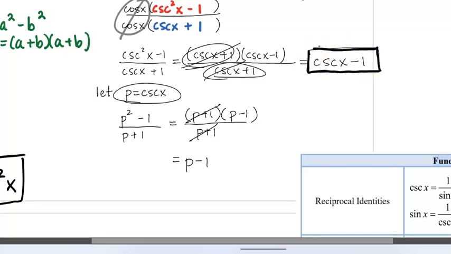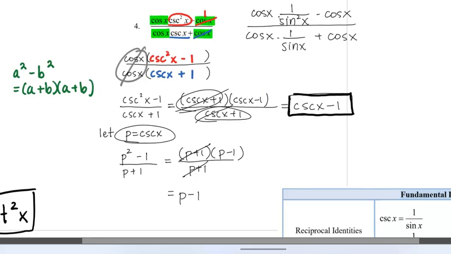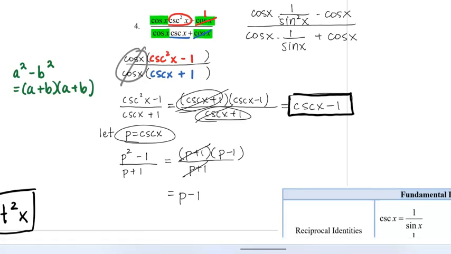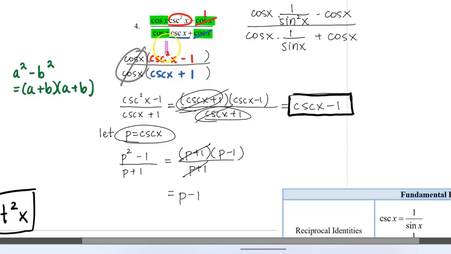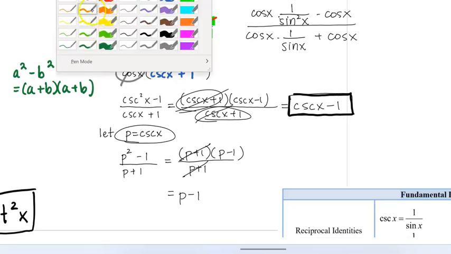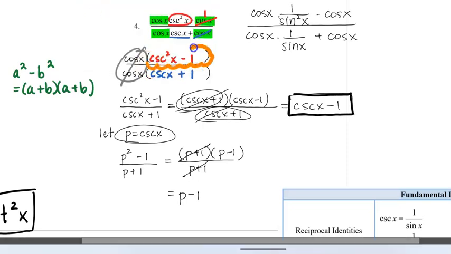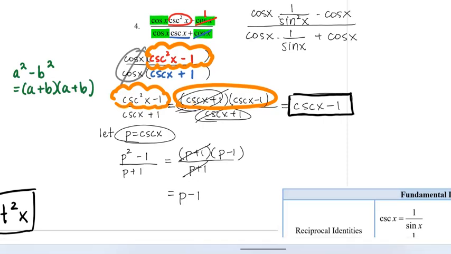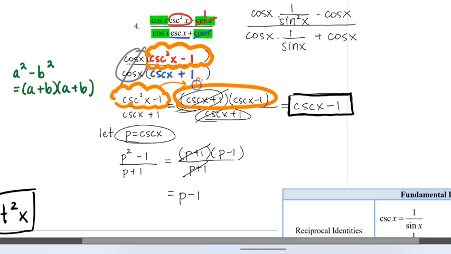So a couple of things I want to point out about this problem is as we work through this lesson, we are going to have to be comfortable identifying expressions that look like this here, as a difference of squares. So we should be able to factor these trig expressions that look like that, a squared minus b squared, into a difference of squares, especially if we're seeing something like cosecant x plus 1 showing up in the denominator.